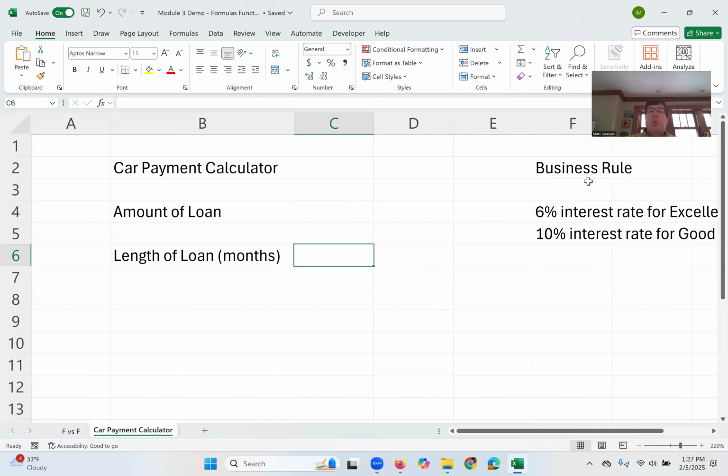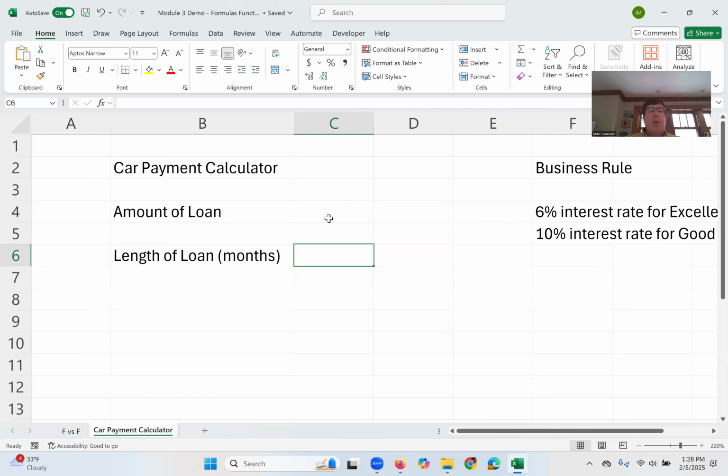I've got a business rule off to the side to say, well, we've got two different interest rates. If you have excellent credit, we're going to charge 6% as the car dealership. And if you have good credit, no, I said good. Typically, realtors and bankers aren't going to say you have bad credit. They're just going to say, well, you don't have excellent, you have good. In the real world, you might have more than two categories of credit, and they would use credit scores as ways to kind of put you into a category.